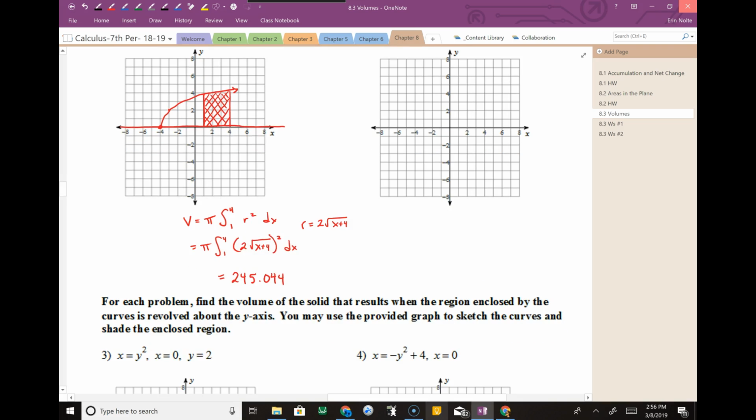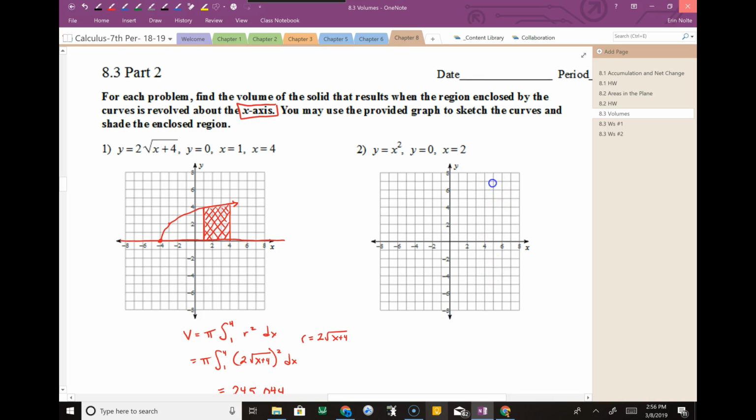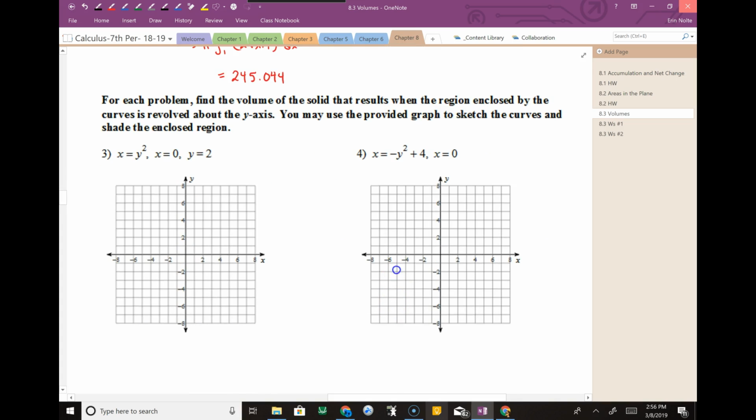All right. Should I do one more like that? Yes. Let's do a different one. Let's do a washer. Okay, let's try this one. So question number 3 right here. Okay, so we're doing the same thing.